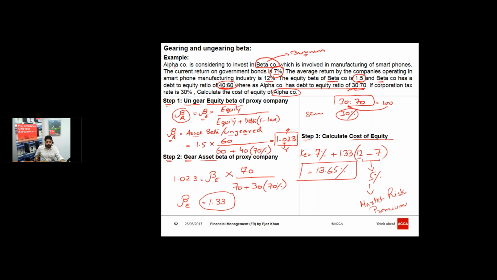1.023. There would have been no change to the asset beta. The asset beta of beta company should have been treated as the equity beta of alpha company, since alpha company will have no financial risk in case it was an ungeared company. I hope you have understood it.